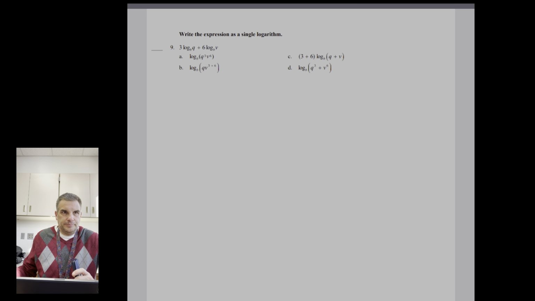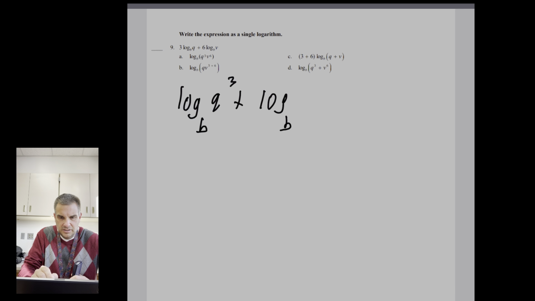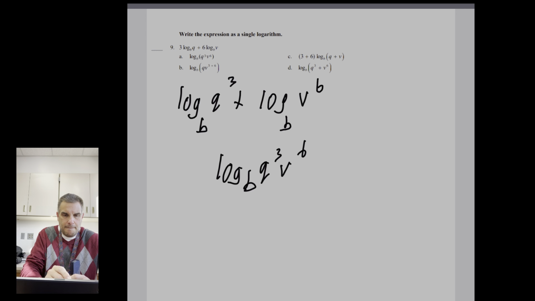Number 9, write as a single log. So I'm going to write the first one: log base b of q to the third plus log base b of v to the sixth. It's kind of the first step. Now you're going to multiply because you're adding, so log base b of q to the third v to the sixth, which is A. So your answer for that is A.